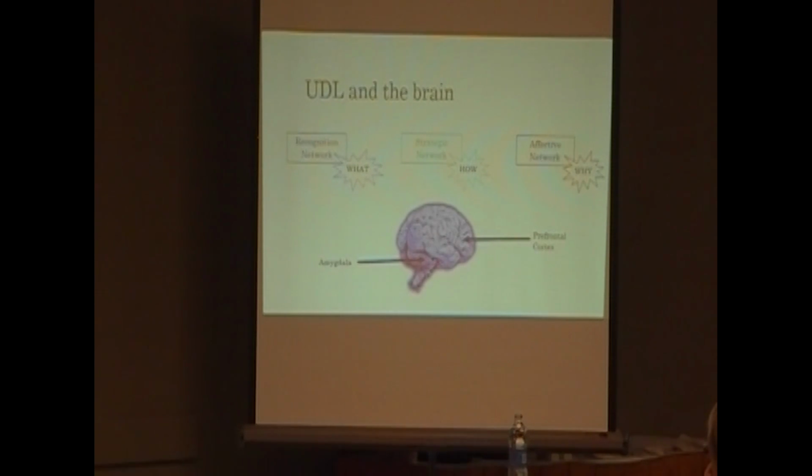So universal design for learning is all about making the amygdala happy. We want it to be comfy so it sends all the information that comes in to the prefrontal cortex so we can actually do something with it and remember it for later. Build those nets, those neural networks, so that we have a nice strong base for all of our information. So that's where all these ideas are based.